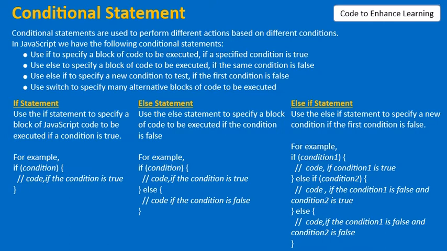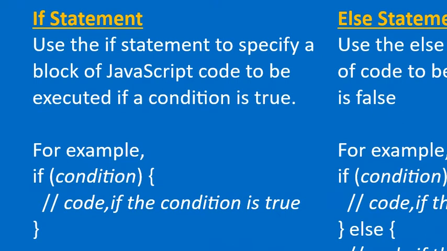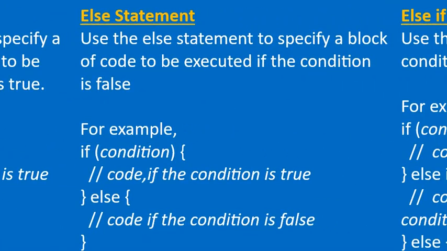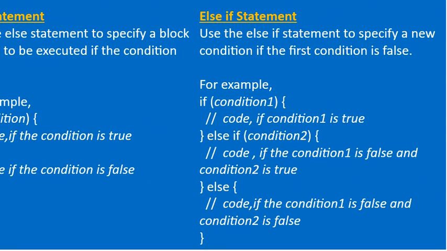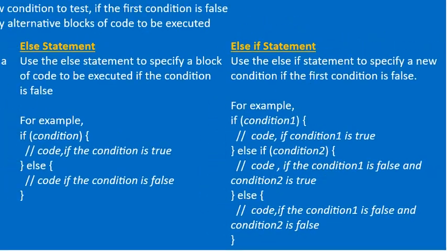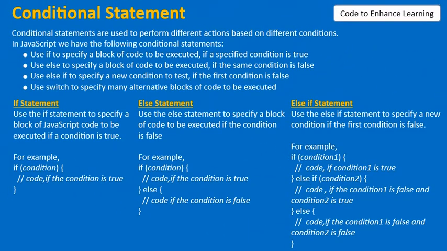Condition statements are used to perform different actions based on the condition. In JavaScript, we have the following condition statements. We use the if statement to specify a block of code to be executed if a particular condition is true. We use the else statement to specify a block of code to be executed if the same condition is false. The else if statement is used to specify a new condition to test if the first condition is false. And we use the switch statement to specify many alternative blocks of code to be executed.